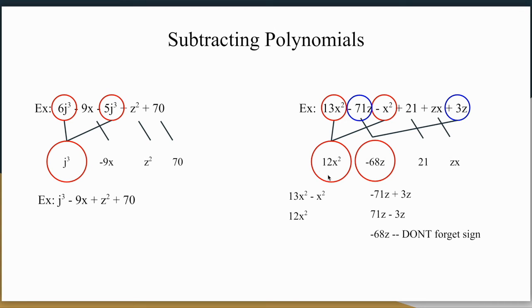Now we're going to put everything together, right? We're going to just put plus symbols everywhere. So we get the final answer of 12x squared plus negative 68z plus 21 plus zx. Now we can also simplify this to 12x squared minus 68z plus 21 plus zx.